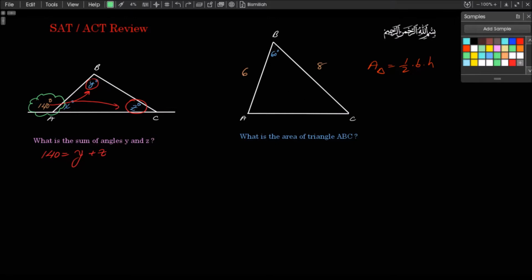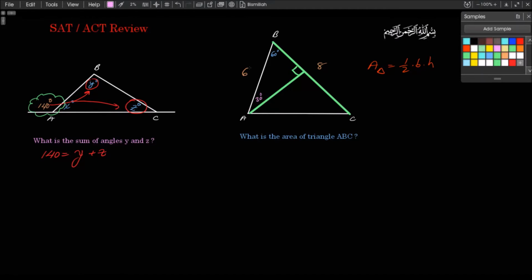So in this case, for example, if I chose BC as the base, then I would draw the altitude or the height from this opposite vertex like this. Now, if you do that, you observe something curiously interesting. You form a 30, 60, 90 triangle. And that's the beauty of this question.